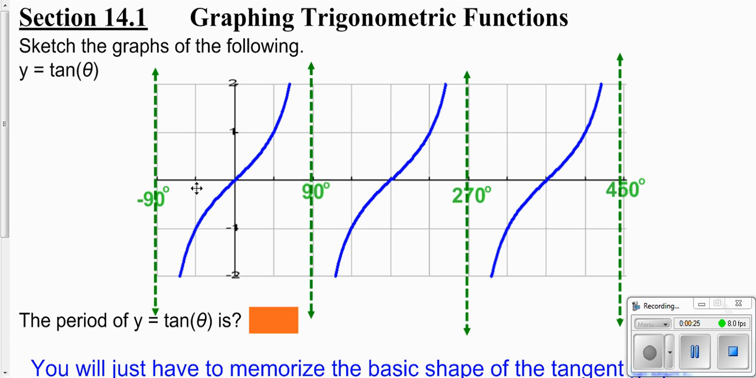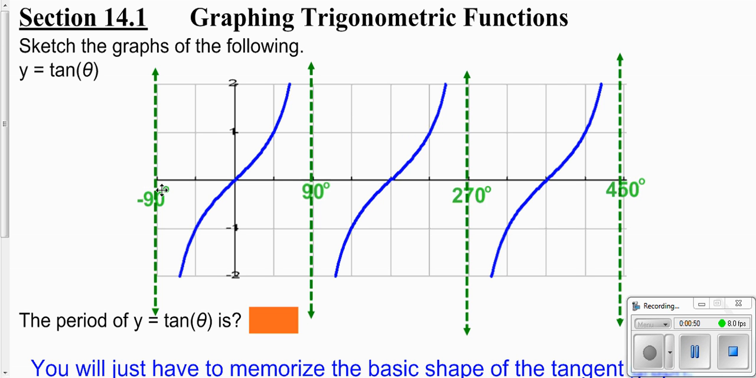Tangent repeats in between these asymptotes. Asymptotes are vertical lines that your graph gets close to but never touches. So as your angle gets closer and closer to 90, the tangent, which is your y coordinate over your x coordinate, gets really, really big. And similarly over here, it gets really, really big but negative, sorry about that.